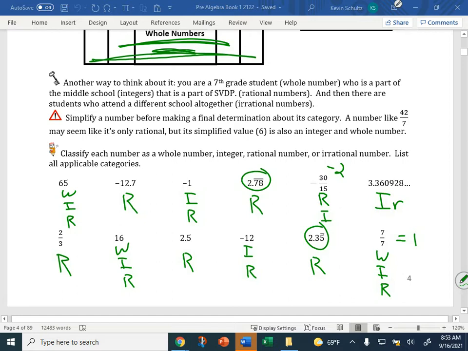Griffin. I have a question for 2.78. Would it just be 787878? Yep. Anything else?